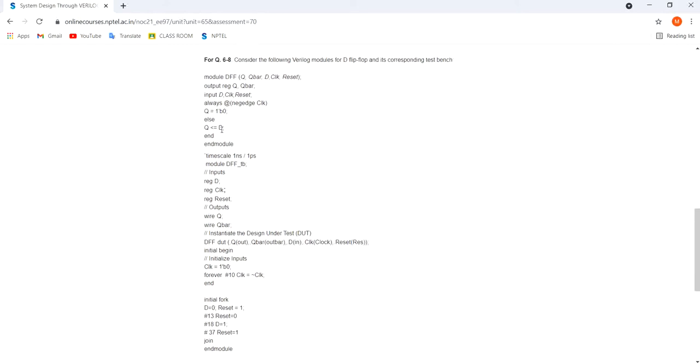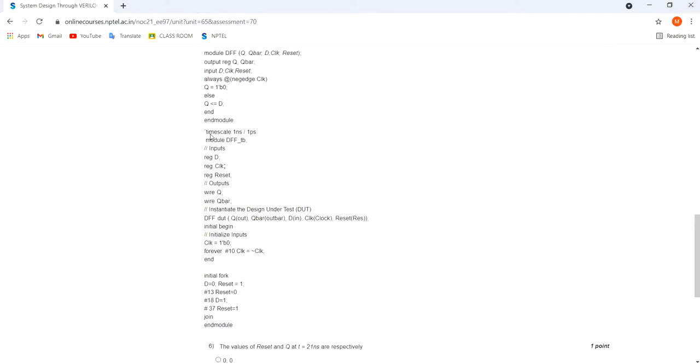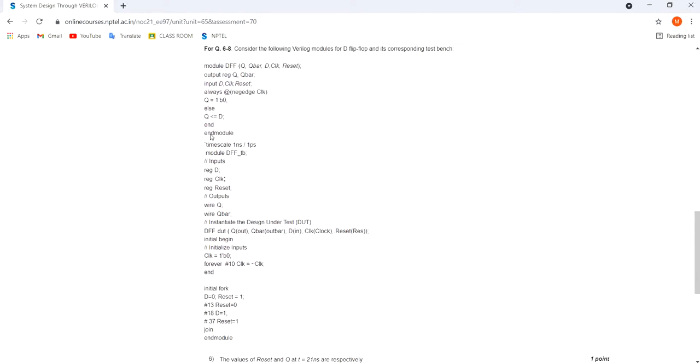The meaning of this D flip-flop code: if reset is high, then the output will be 0 and Q bar is 1. If reset is low, that is 0, then the output will be the input. Input means here D. Here we are using negative edge clock pulses as the clock input. So now we have some idea about the D flip-flop.